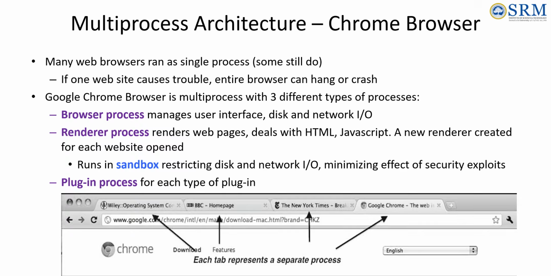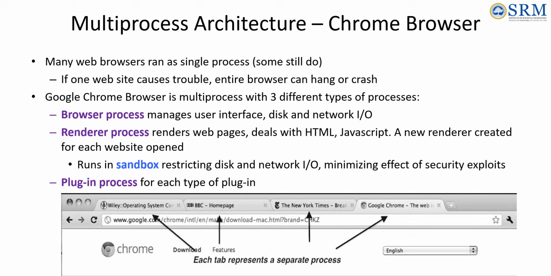Chrome uses a multi-process architecture. That means different tasks can be handled by different processes. There are different types of processes. The browser process manages the user interface and important disk and network operations. Then we have the renderer process. The renderer process is responsible for rendering web pages and handling technologies such as HTML and JavaScript. A separate renderer process can be created for each website.